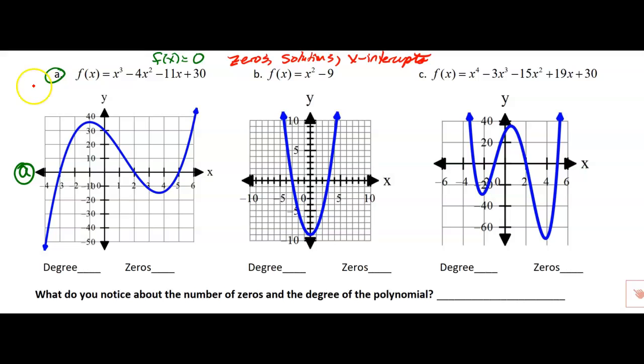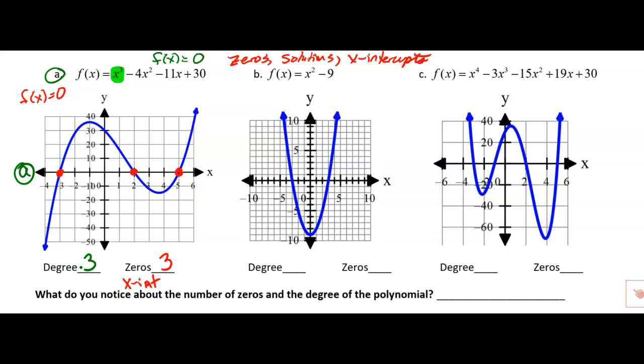And the zeros, so where we set my equation equal to 0, would be where I'm crossing the x-axis. So if I look at this first graph, I'm crossing the x-axis in 3 places. So there's 3 places where I get 0 as an answer. Okay, so there are 3 zeros, and there are also 3 x-intercepts, 3 solutions. All right. Degree is the largest exponent, which would be the exponent on this x to the third. So my degree is actually 3.